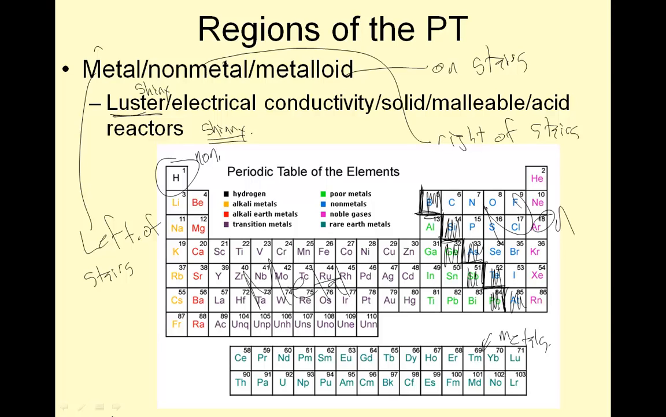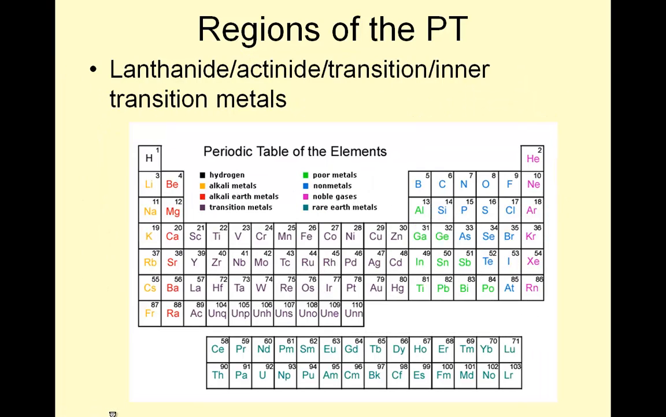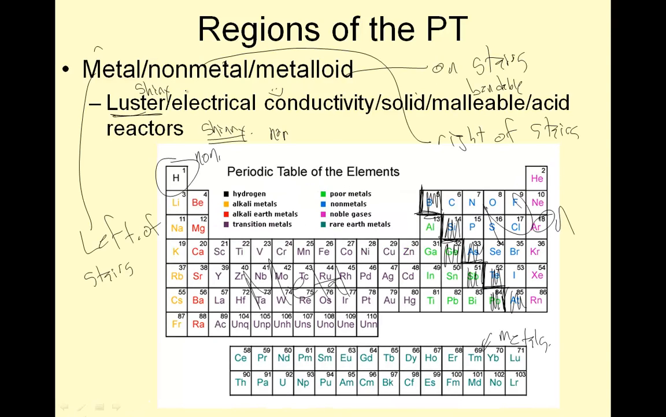Metals conduct electricity. Yay, metals, wires, yay, my stuff works. Metals tend to be solids. Metals tend to be malleable, which means they're bendable. And acid reactors, which means they bubble in acid. Nonmetals do the opposite. Okay, I should write that down. You need to write that down. Non-metals opposite of each of these, of all of those.